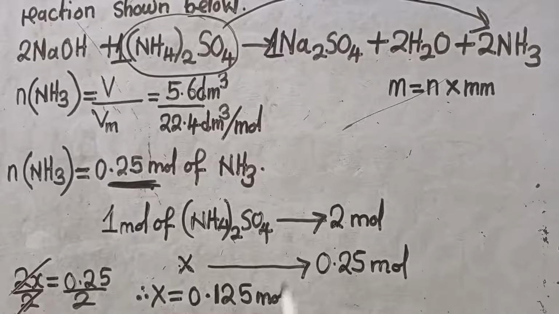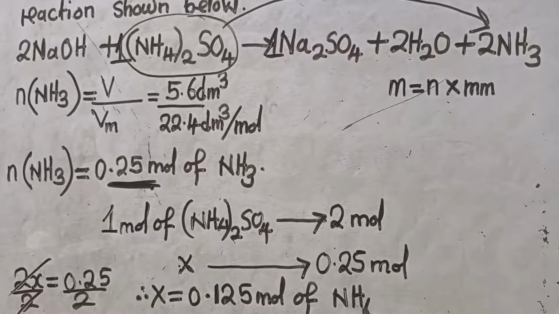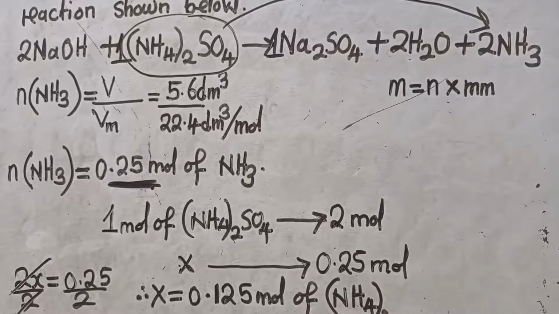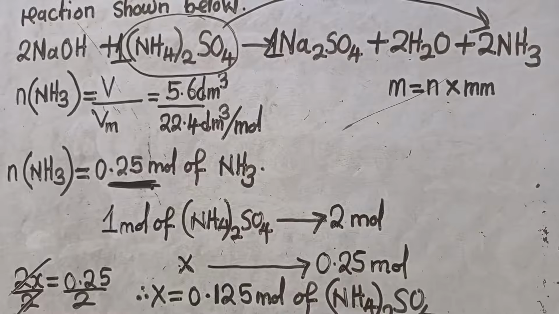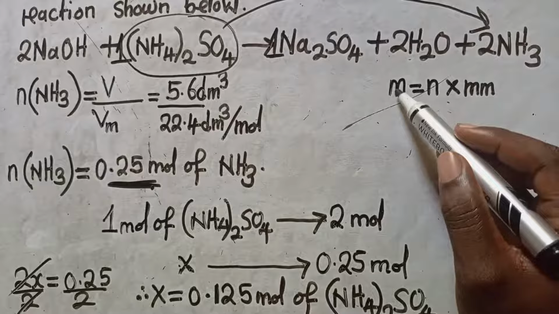0.125 moles of what? Moles of ammonium sulfate. So this is the answer I've gotten. Now I go to the formula, because now I'm calculating the mass.